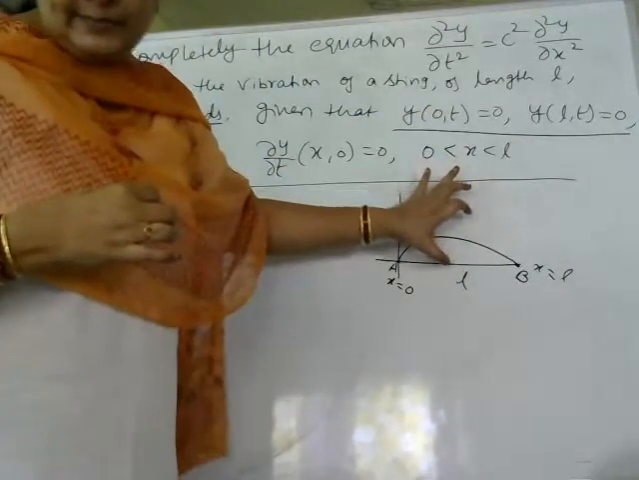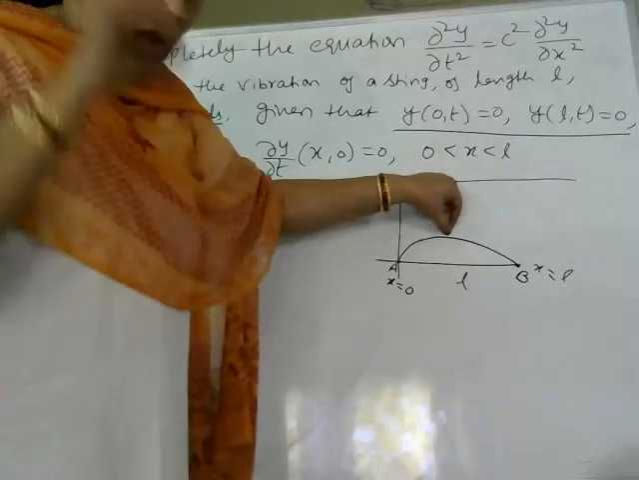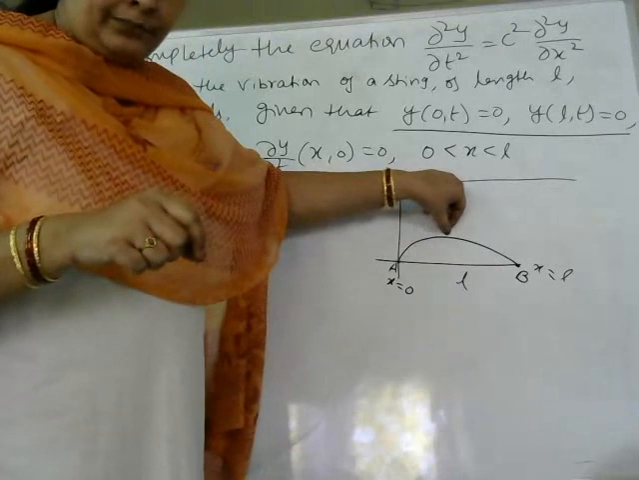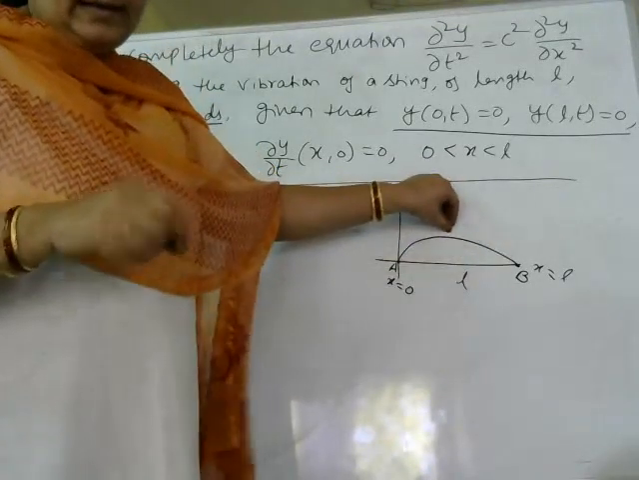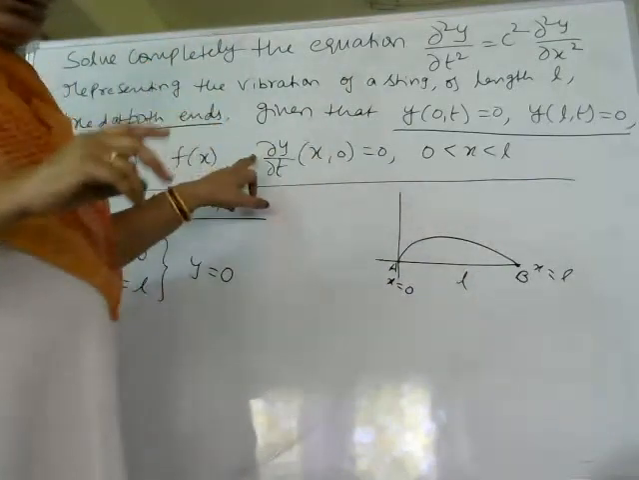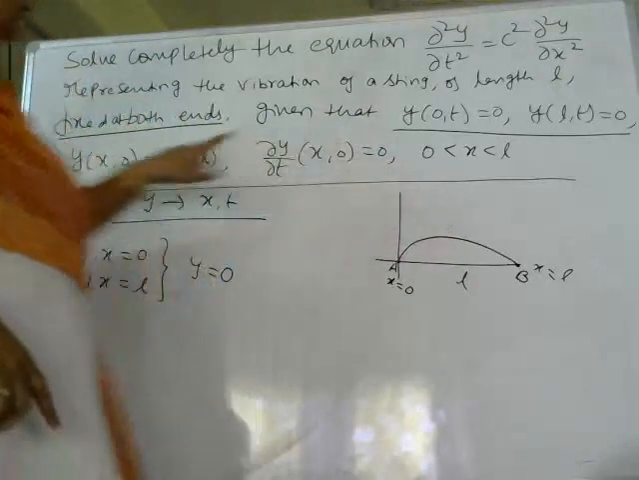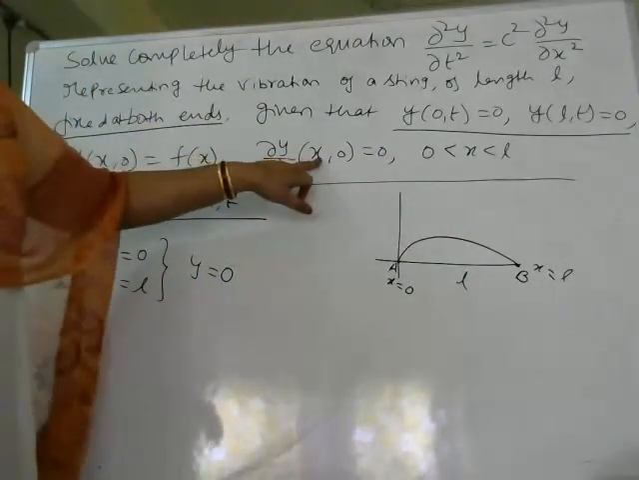Meaning it is having some displacement. But at that moment, we are not leaving it. At the particular moment t equal to 0, the string is in this shape. Actually, it should be a straight line, a triangle. So it means it is not moving, velocity is 0. But once you release it, then it will vibrate. Then it has some initial displacement, but initial velocity is 0.